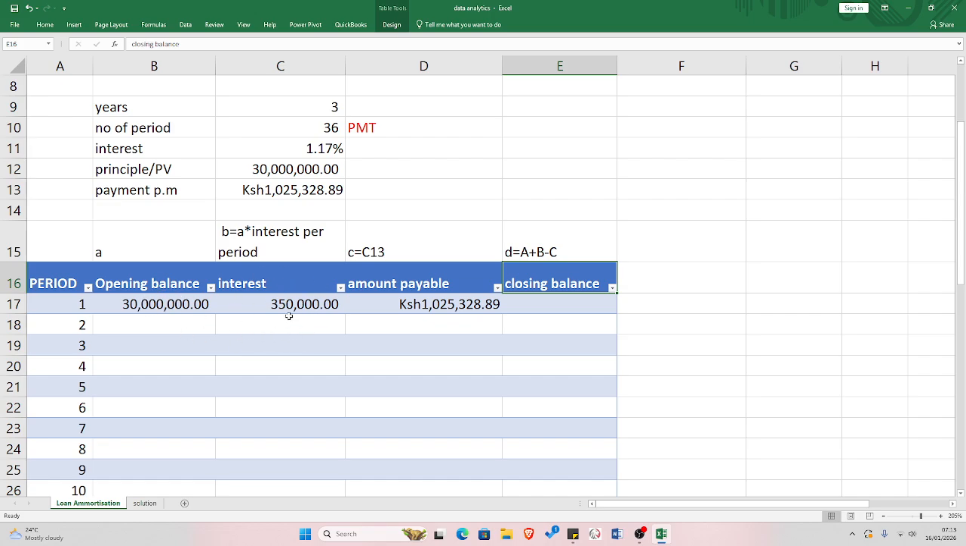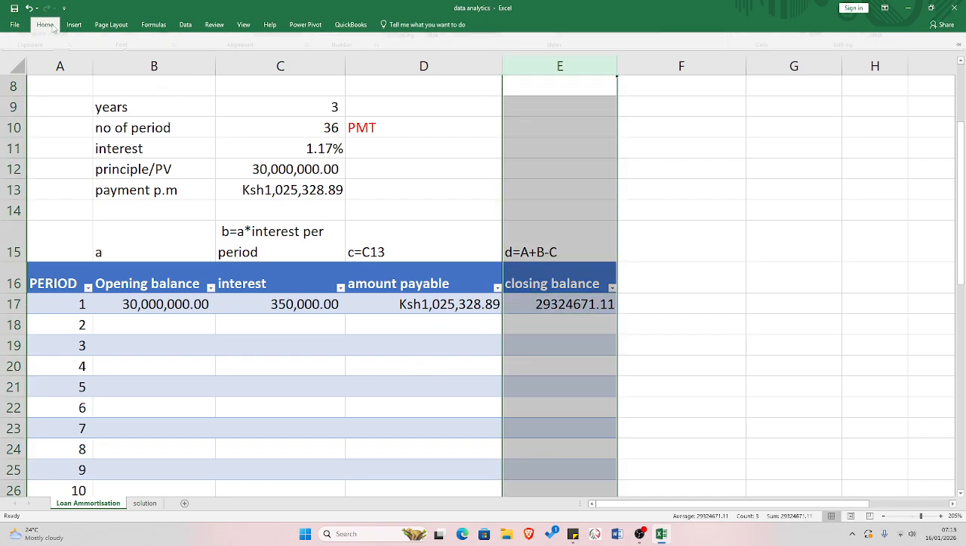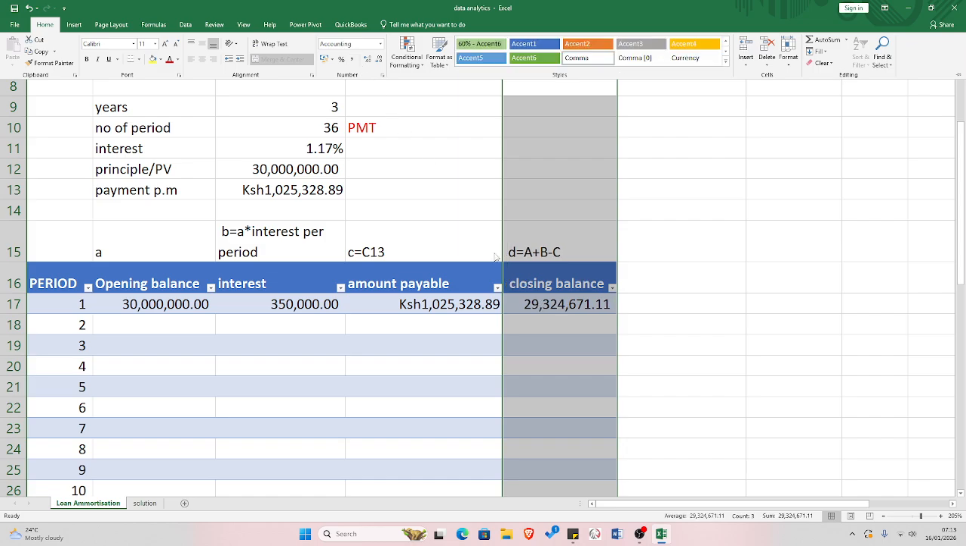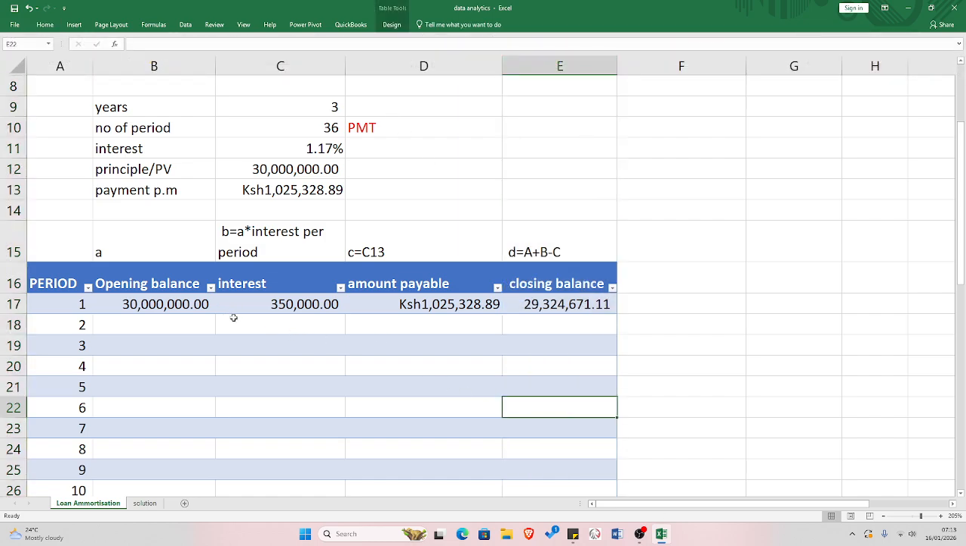It has incurred interest of 350,000. It means the total amount we are supposed to pay is 30,350,000. But how much did we pay? We paid 1 million. So I'll say it is equal to this plus this minus that. It doesn't have the commas, so I'll add commas so that it can appear nicer.